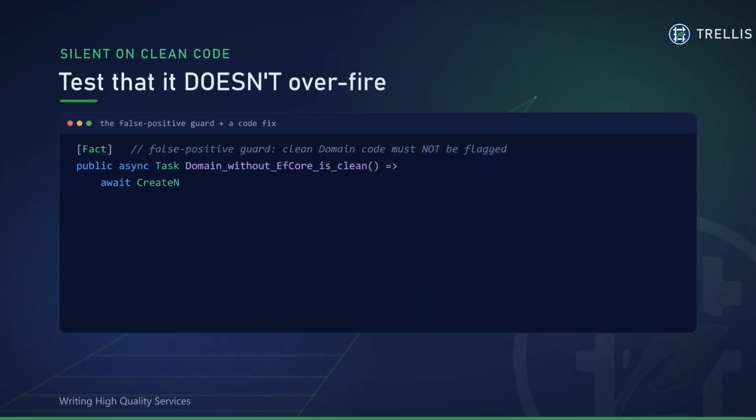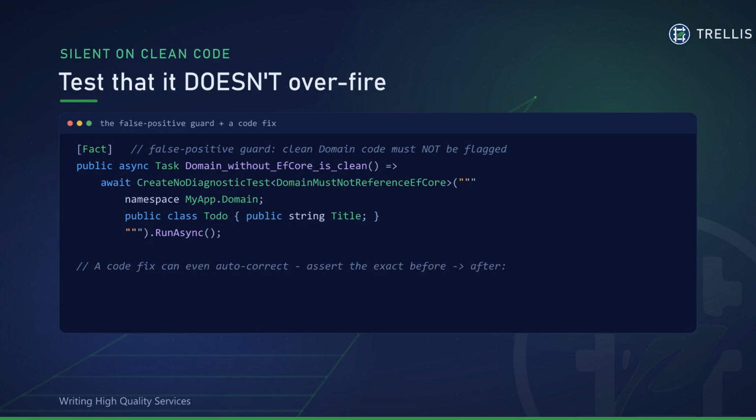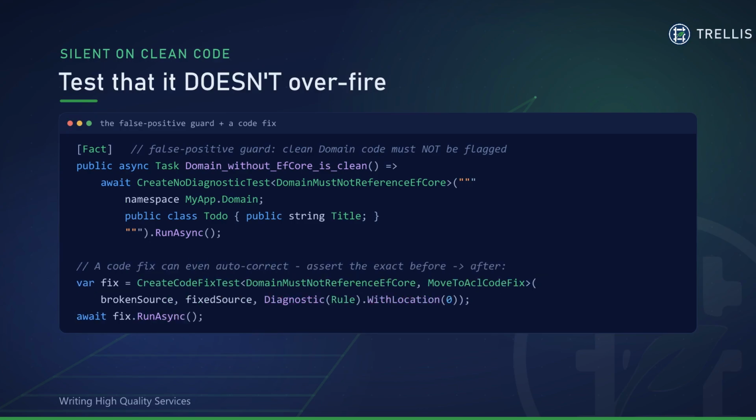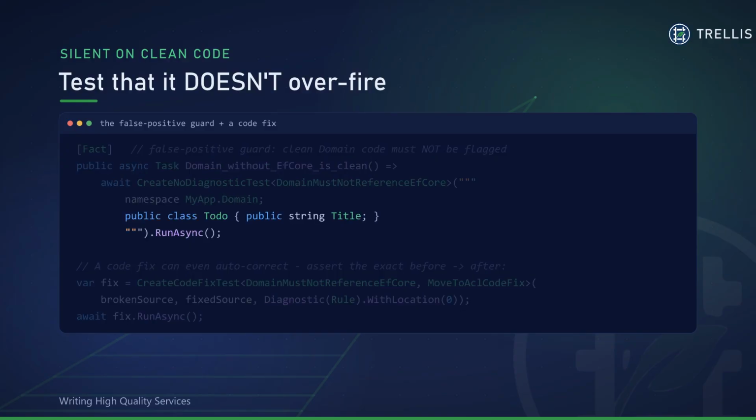And here's the test people forget. The one that keeps your analyzer from becoming everyone's enemy. A guardrail that screams at correct code is worse than no guardrail. People just suppress it. So we write the negative case. Clean domain code, no Entity Framework anywhere, must produce no diagnostics at all. If your analyzer fires here, it's broken, and this test catches it.